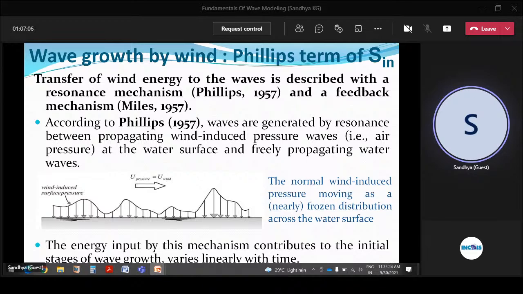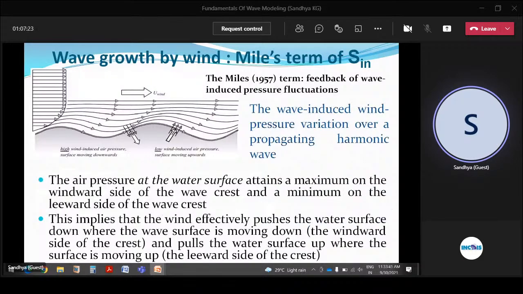So this term is not very important. This is neglected or not considered in many of the wave models because this is a linear term, and this is the term which contributes to the very initial stages of the growth. In most of the wave models, this term is not explicitly considered. Now the second term is the Miles term, which is a feedback term.